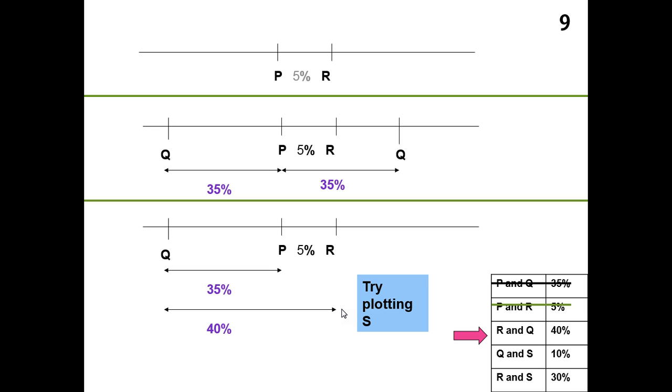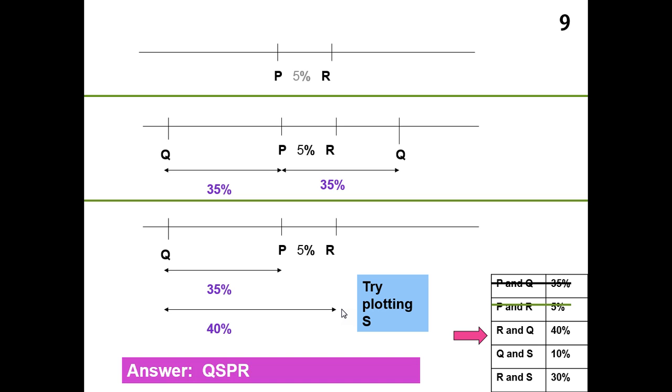Let's try putting S into this. It will be 10% from Q and 30% from R. So I will expect S to be somewhere between here. The correct answer will therefore be QSPR. Note that because this is the indication of magnitude but not direction, the answer can also be RPSQ, or the opposite orientation.